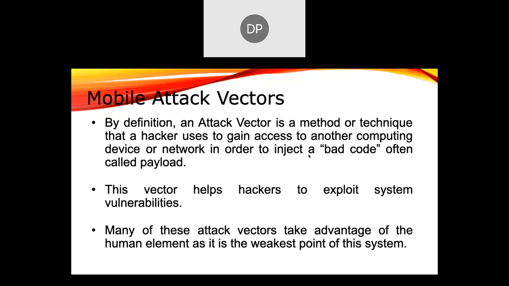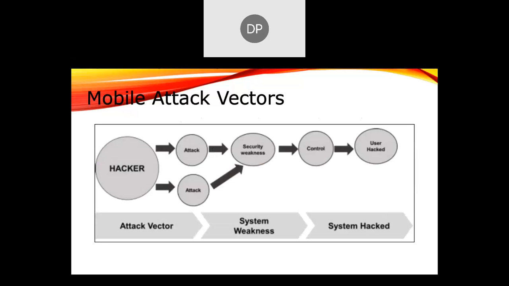So, let us start with mobile attack vectors. By definition, an attack vector is a method or technique that a hacker uses to gain access to another computing device or network in order to inject bad code, often called a payload. This vector helps hackers to exploit system vulnerabilities. Many of these attack vectors take advantage of human elements, as it is the weakest point of the system. So this is the semantics.